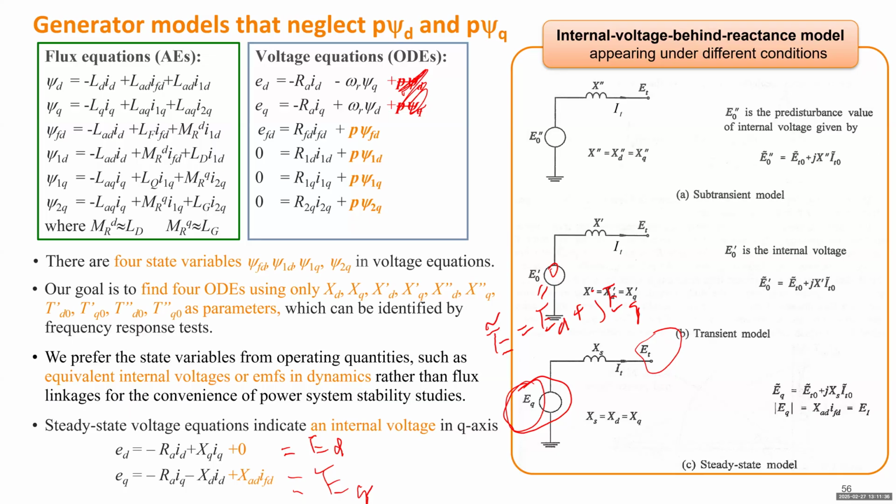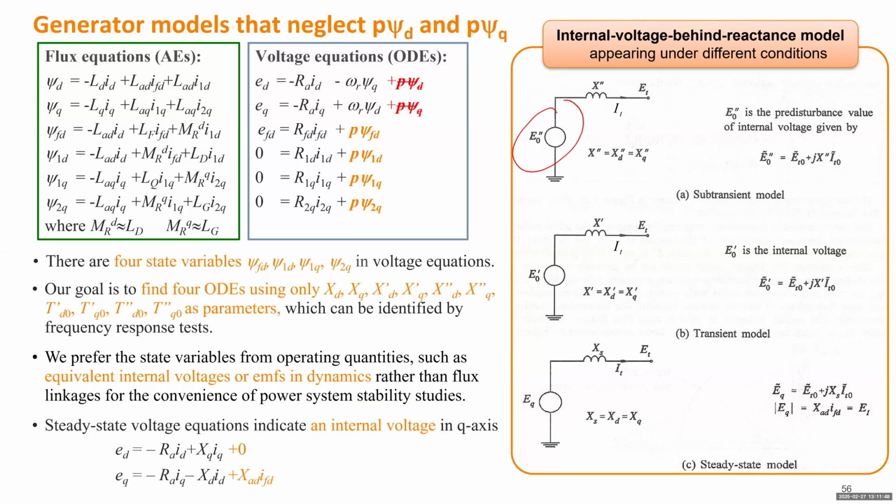So for instance, for the subtransient dynamic, we'll have an internal voltage we call E double prime. And for the transient dynamic, we have an internal voltage we call E single prime. You see the E single prime will be connected to X prime. For a round rotor generator, X prime is simply XD prime and XQ prime. And for the subtransient dynamics, X double prime for a round rotor generator is basically the same, XD double prime and XQ double prime.